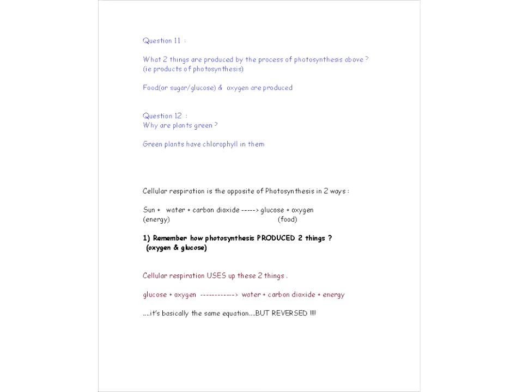Okay, here's where we actually discuss the answers. So we'll move on. Now, cellular respiration is the opposite of photosynthesis. How is it the opposite? Okay, here's photosynthesis. And remember how photosynthesis produced those two things, glucose and oxygen? Well, cellular respiration uses up those two things. So it's basically the same equation. If you look at this equation and you turn it backwards, that's pretty much the equation for cellular respiration.